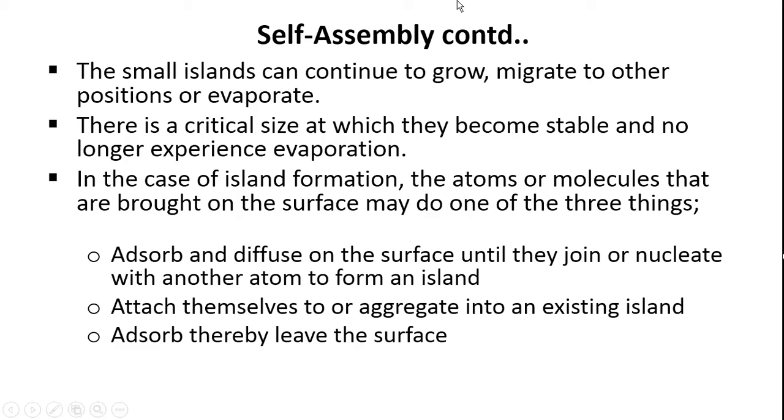In the case of island formation, while making these islands on the surface of the material, the atoms or molecules that are brought to the surface may do one of three things. What are those three things? They can adsorb and diffuse on the surface until they join or nucleate with another atom to form an island.